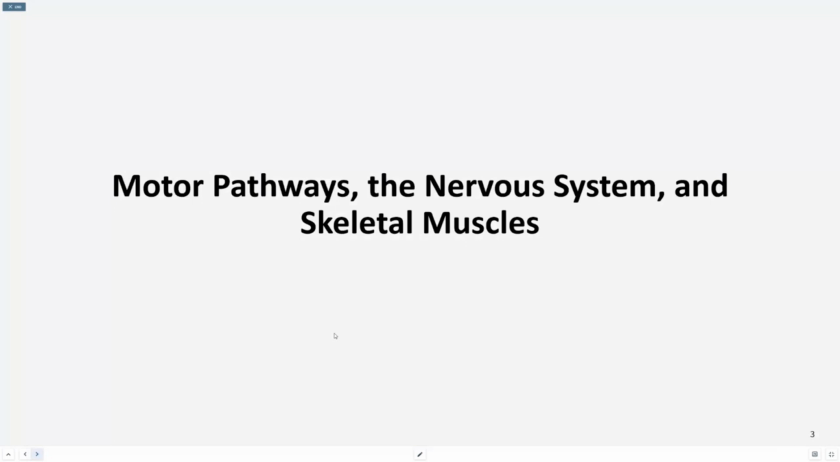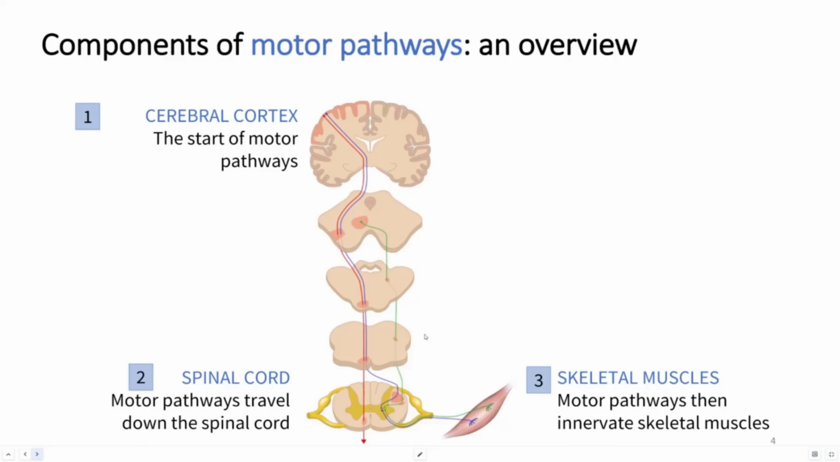Alright, let's get started. Motor pathways, the nervous system, and the skeletal muscle. The brain is an essential part of our body. The brain and spinal cord compose the central nervous system. There are 12 pairs of cranial nerves, and the brain is divided into four major regions. We have the cerebrum, diencephalon, the brainstem, and the cerebellum. Then each of these hemispheres are divided into functional areas called lobes.